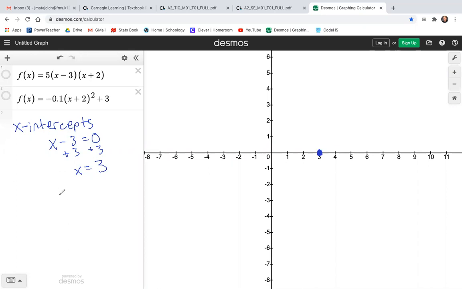Let's just do my other one. So x plus 2 equals 0. If I subtract 2 from either side of this equation, I'll get x equals negative 2. So I have another x-intercept way out here.